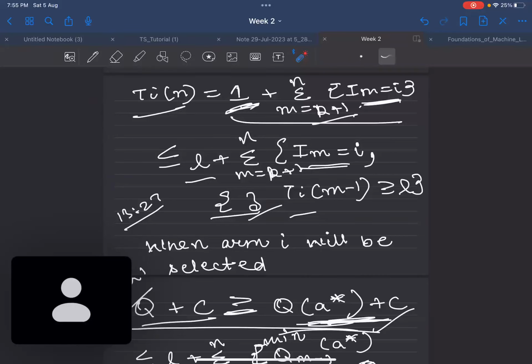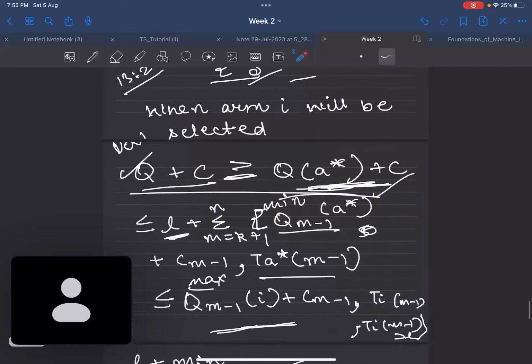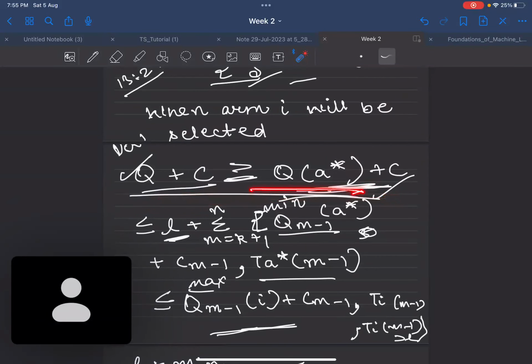Now we change it from 1 to L because in time m-1 we have got the arm I at least L times. So we have added L. And then after that, at time m, we are taking how many times we got arm L. Okay, done. What is this?